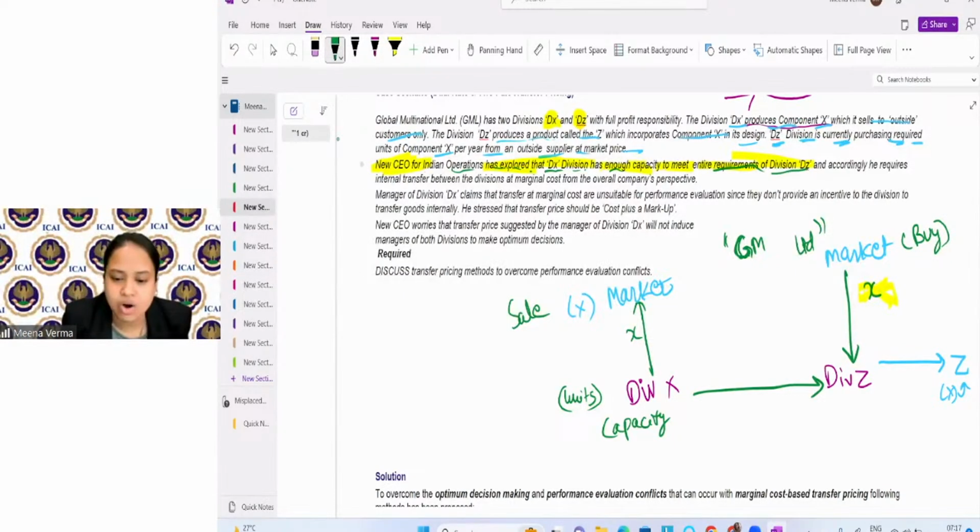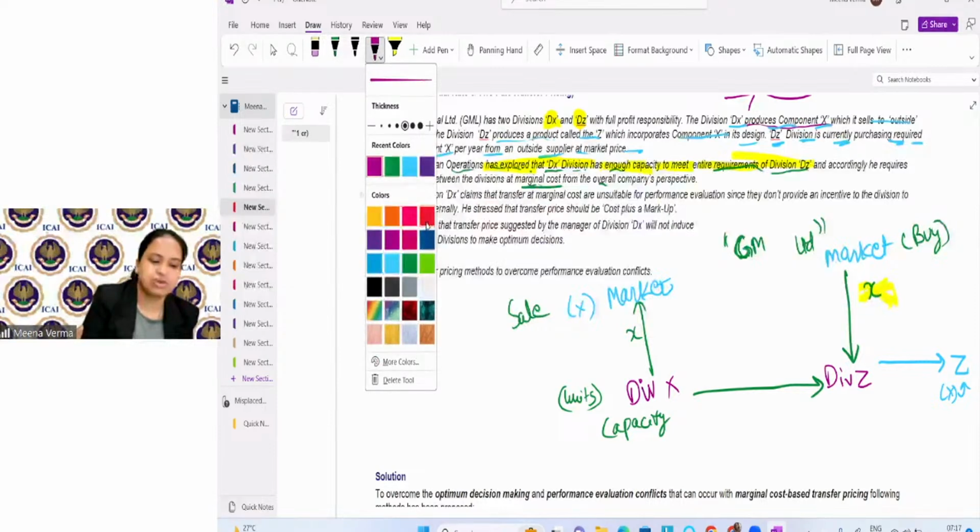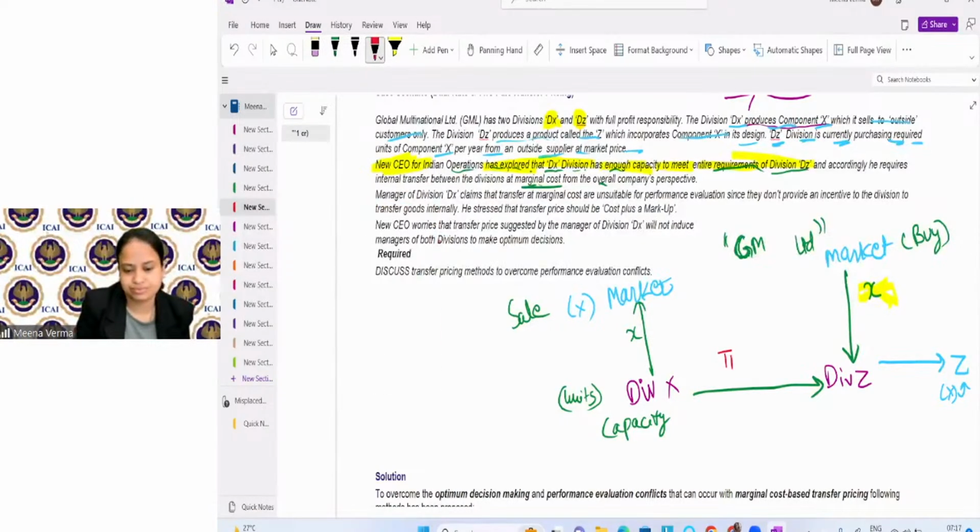Then, accordingly, he requires internal transfer between the divisions at marginal cost from the overall company's perspective. So here what is happening? It is decided that the transfer will take place at marginal cost. Marginal cost, or the variable price, will be the price at which the transfer will take place. This is given here. What else?